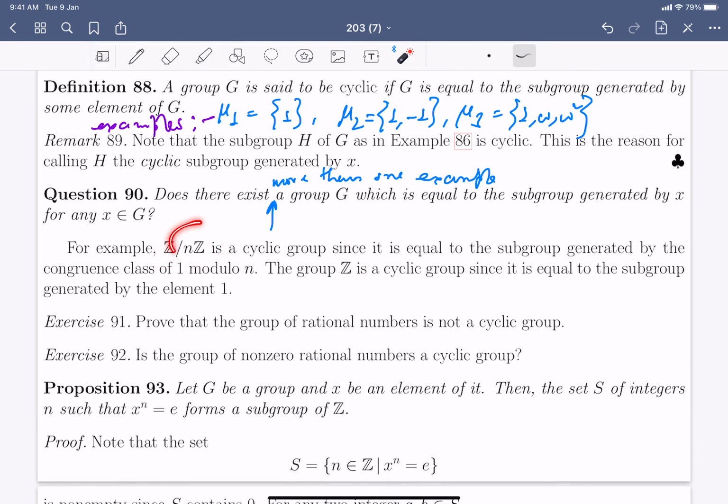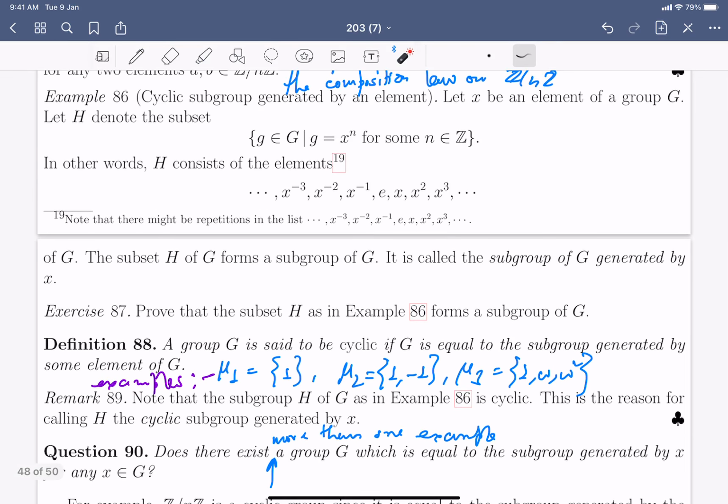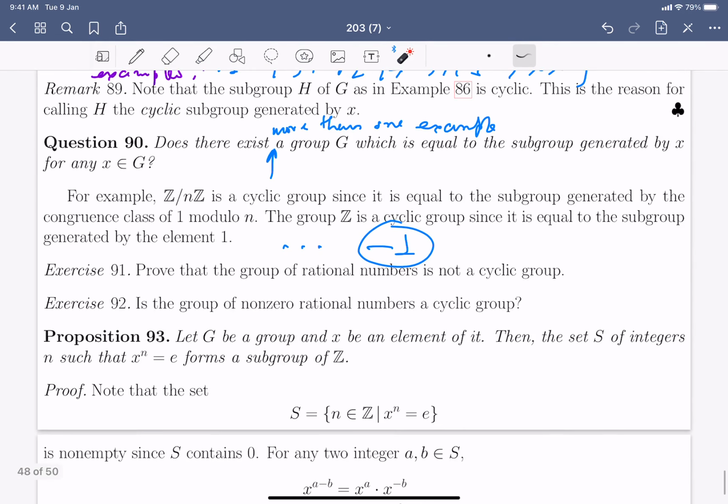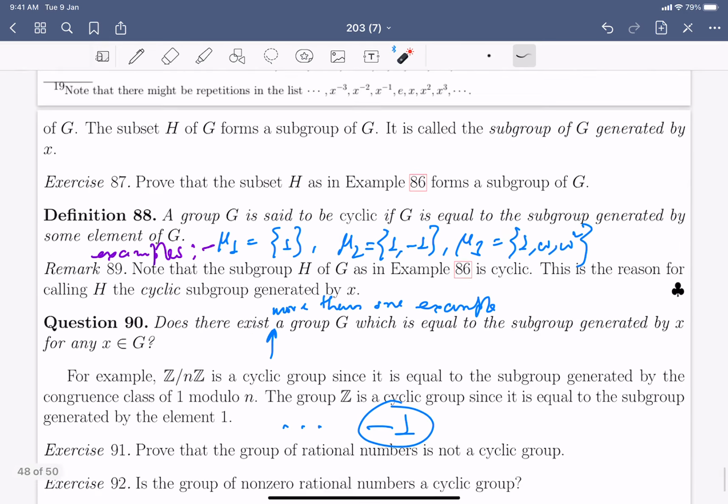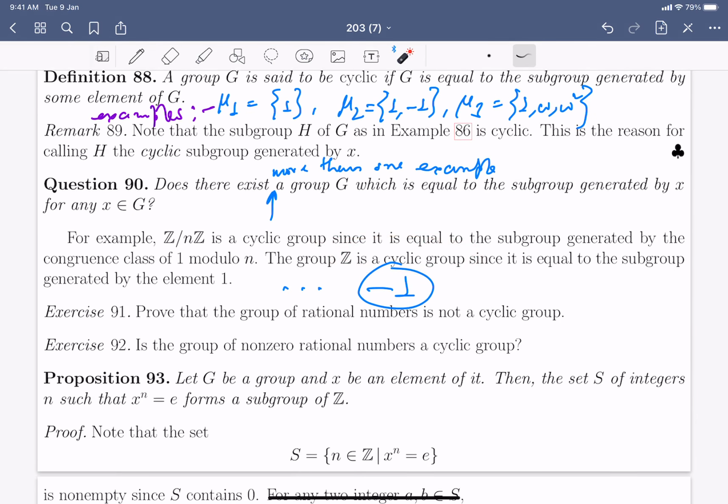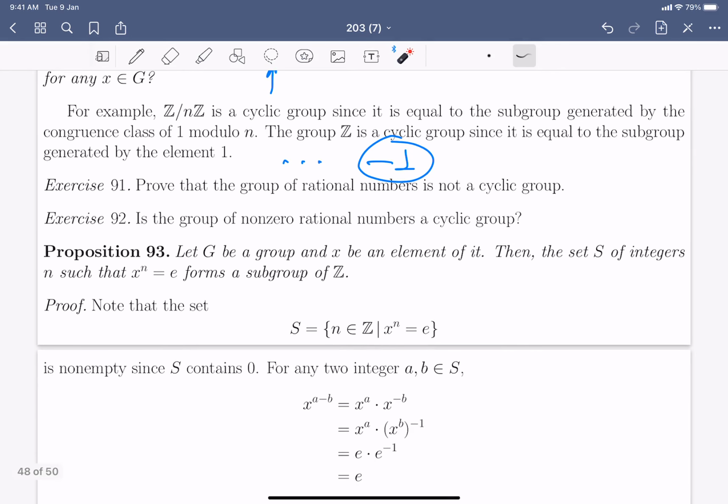And also the group Z itself, from which we started getting to Z mod nZ, is also cyclic, because it is equal to the subgroup generated by the element 1. And also by the element -1, right? If you look at the subgroup of Z generated by -1, you have to look at all the powers, positive and negative. Here power means you have to compose, and the law of composition is addition. So -1 raised to n within the group Z, plus, is minus n, so you end up getting all the integers. So it follows that Z is cyclic, right?